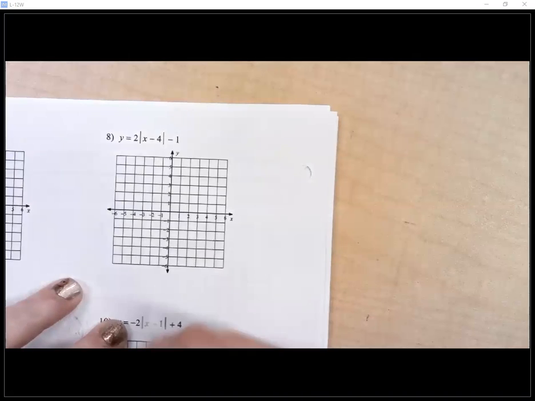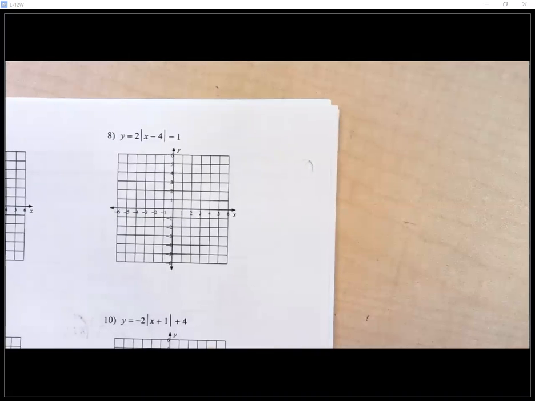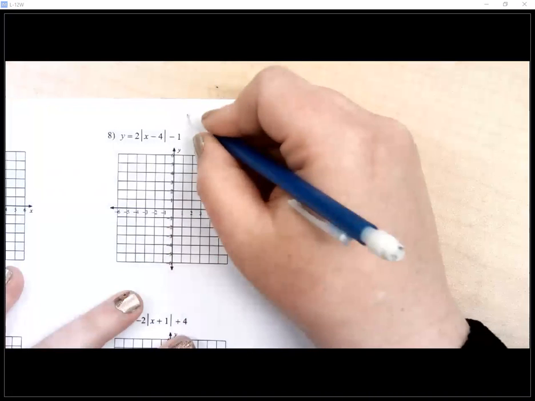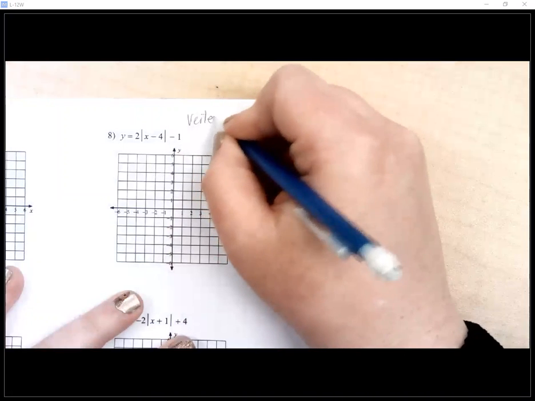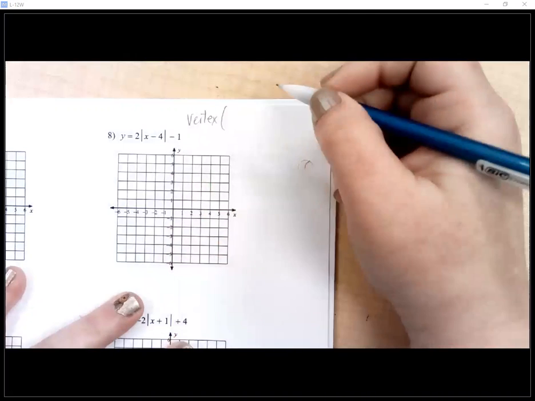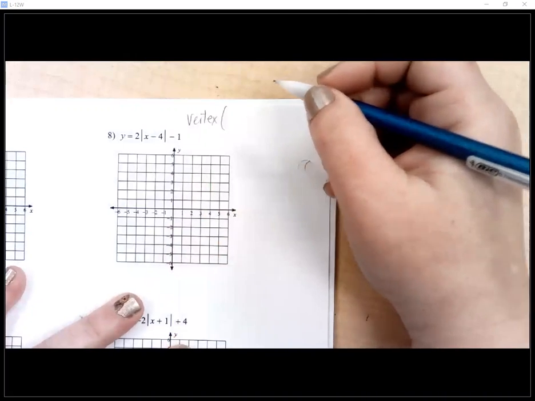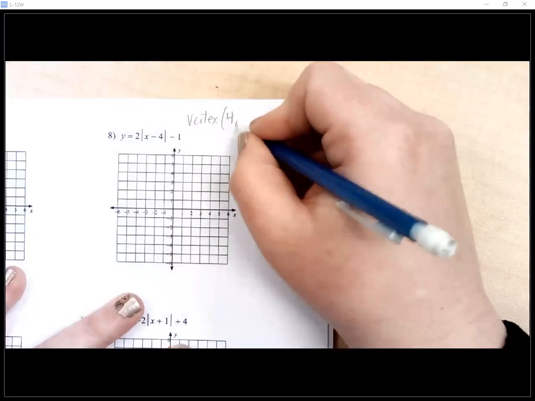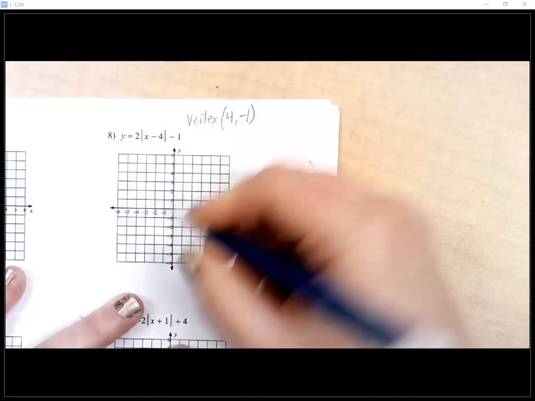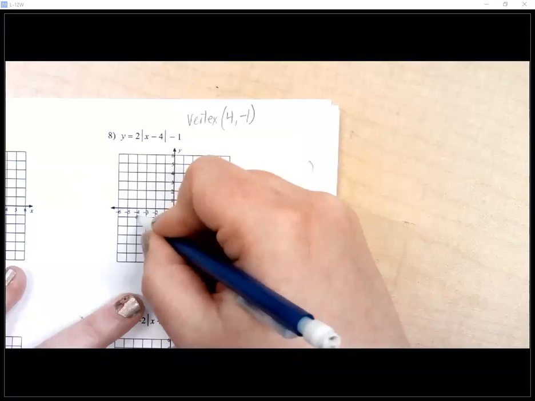Okay, so step 1 is to graph this thing. Where's the vertex of this? So if I'm graphing it like a normal absolute value, where is this thing? Where's that vertex? 4, -1 is correct. So we're going to start at 4, -1. And then what do I do?